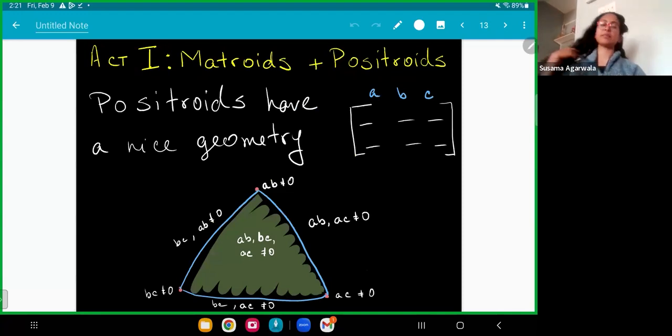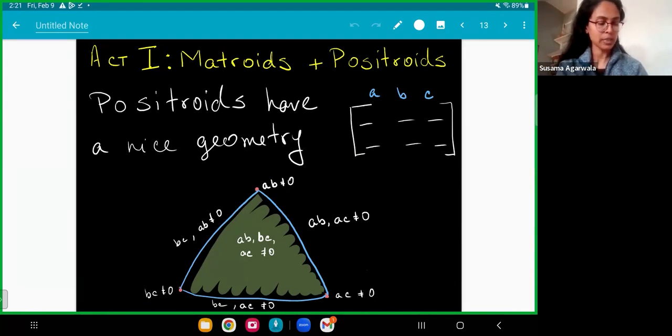Oh, nope, I lied. I have a little bit more on them. The nice thing about positroids is that they have a really nice geometry. And this is why I like them. I was talking to Yife earlier about how I am very much a geometric-minded person. So the reason that I like positroids is they have a nice geometry. And the easiest place to see this is if I'm taking a look at n equals 3, k equals 2.